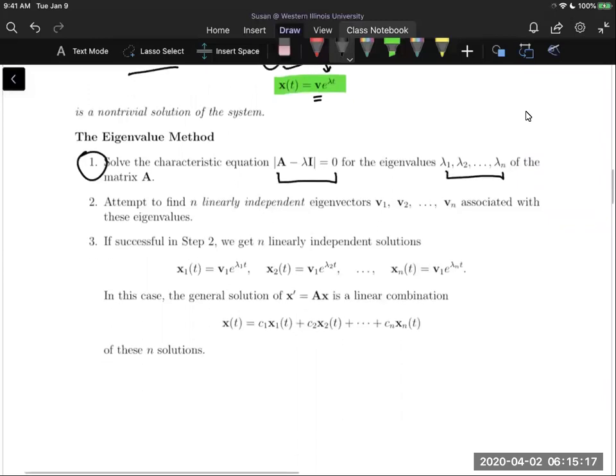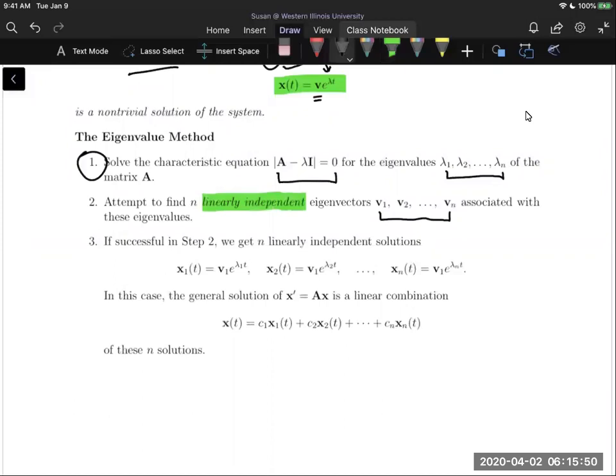Next, you want to attempt to find n linearly independent eigenvectors. So you're going to find, first of all, the eigenvalues, lambda 1 through lambda n, and then you hope that they each admit a linearly independent eigenvector. The linear independence is important. We're going to see how to handle situations where we get linearly dependent eigenvectors in 5.5. But in this section, we're always going to have linear independence.